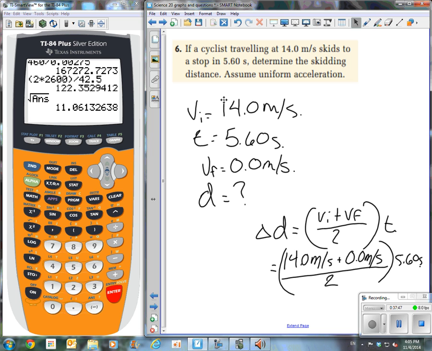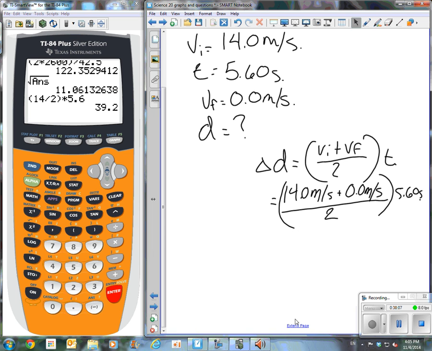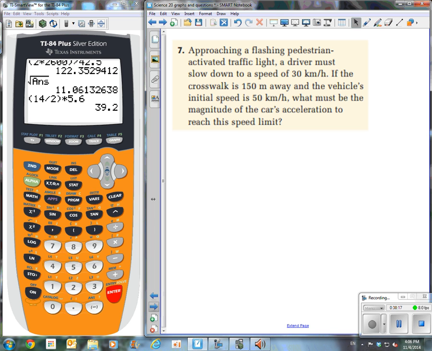So I'm going to do, clear here, sorry. 14 plus 0, well, that's just 14, divided by 2, and then we're going to times that by 5.6. And I've got an answer of 39.2 meters. 39.2 meters. Proper amount of significant figures, so I don't have to worry about it at all. Okay, so question number 7.